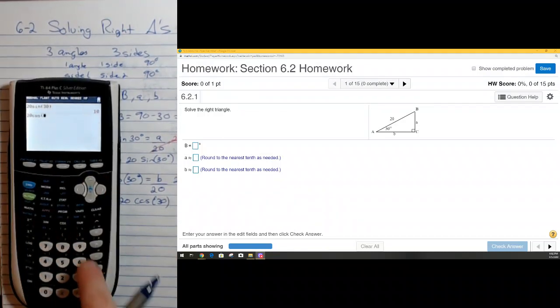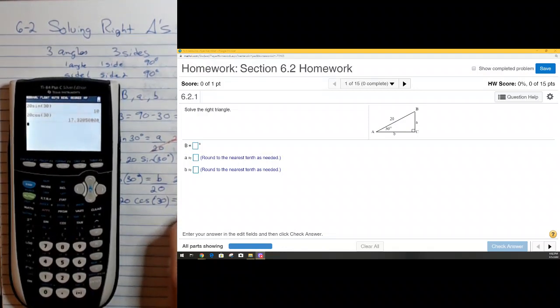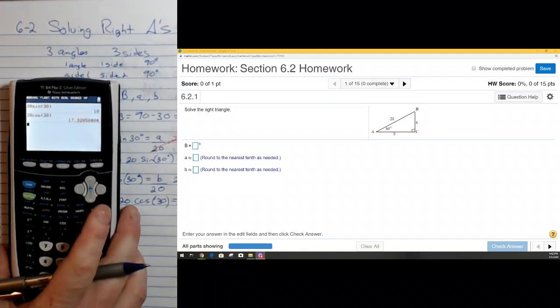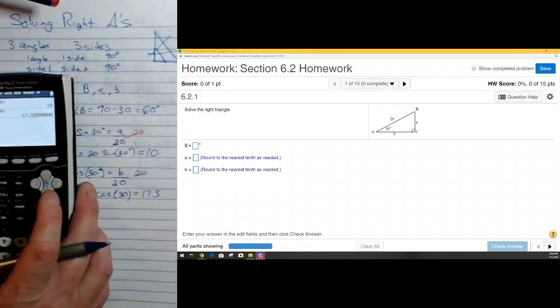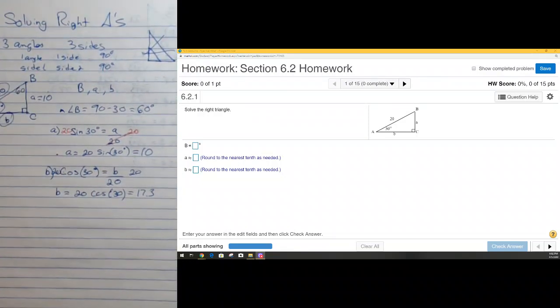20 cosine 30, type that in. That's going to be equal to 17.3. Sorry, there you go, 17.3.